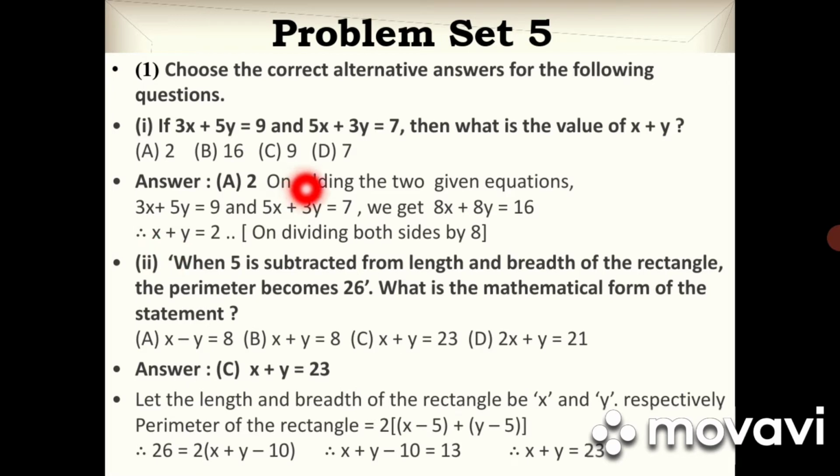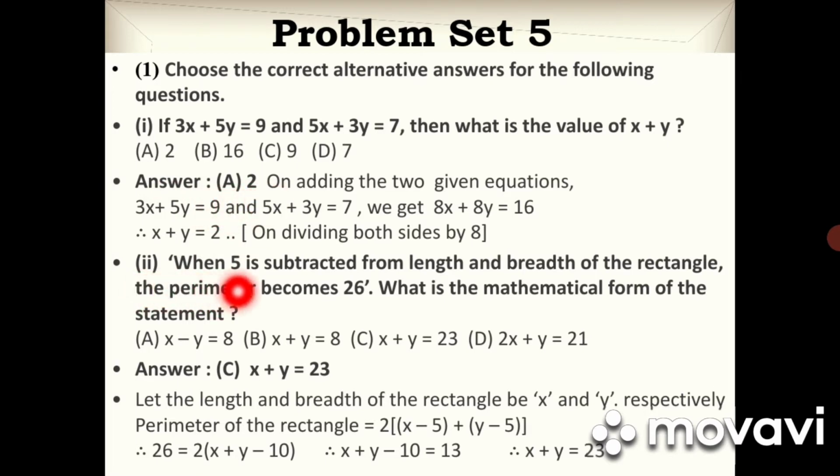Solution. On adding the two given equations, 3x + 5y = 9 and 5x + 3y = 7, we get 8x + 8y = 16. On dividing both sides by 8, we get x + y = 2. The answer is option A, 2.